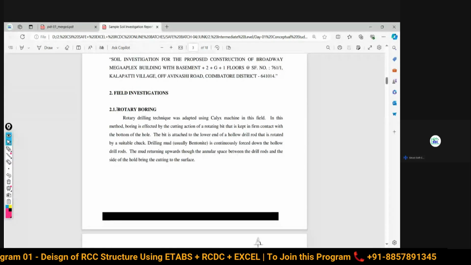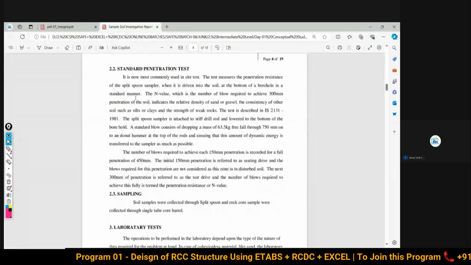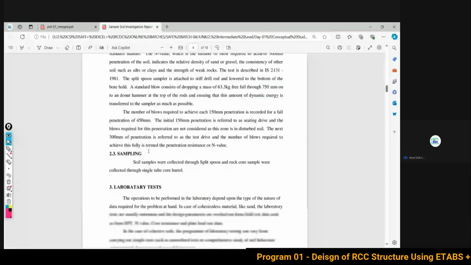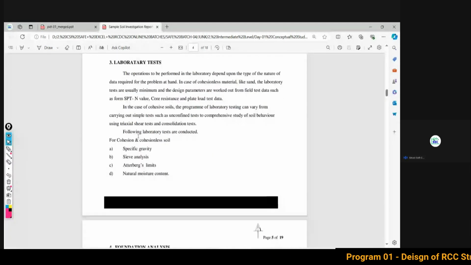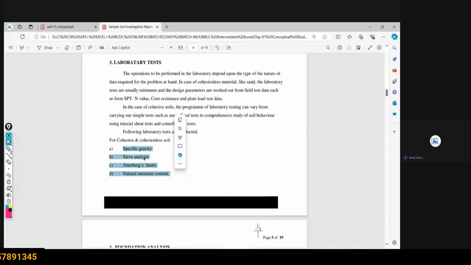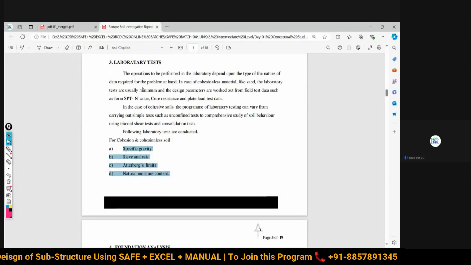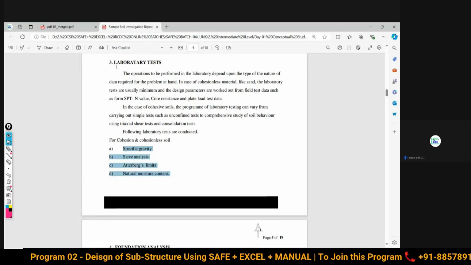Field investigation: what methods they are going to adopt, the standard penetration test, rotary boring, and laboratory testing. In laboratory testing, the parameters they are going to focus on, as I told you, are specific gravity, sieve analysis, Atterberg limits, meaning plastic limit and plasticity, and natural moisture content, permeability; everything we are going to do in the laboratory tests.